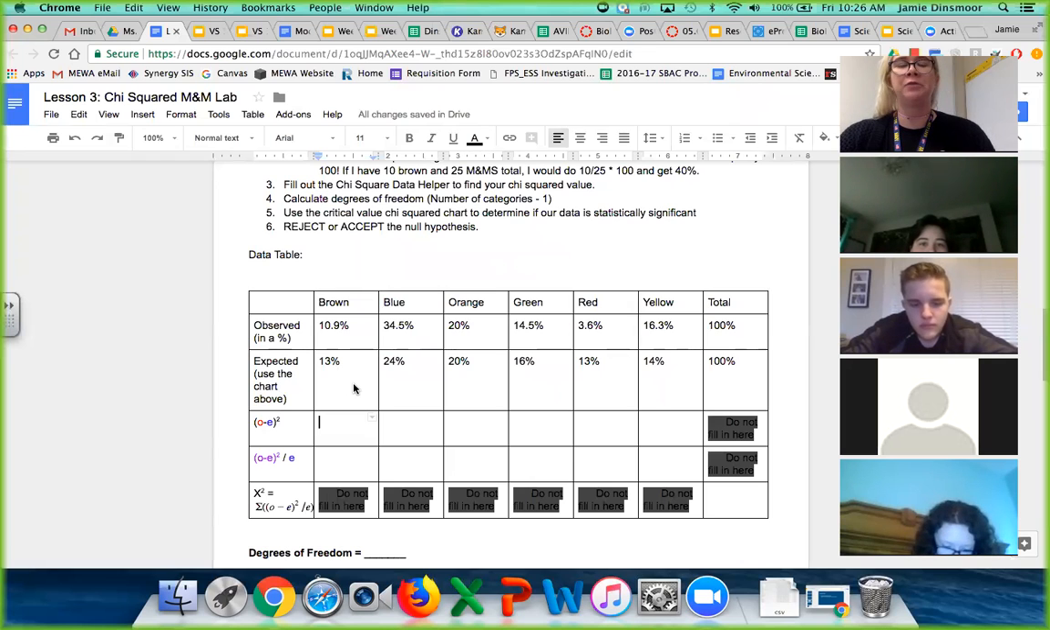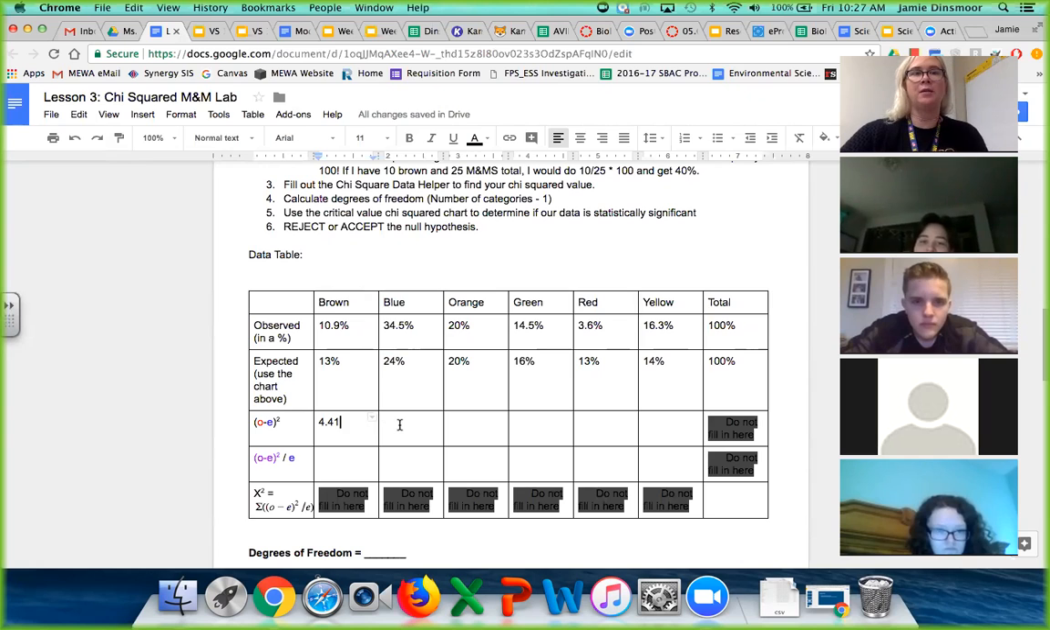When we square a negative number, what happens? Anyone? It becomes positive, right? So we had negative 2.1. We square that. Remember, squaring means to times it by itself. So 2.1 times 2.1, we get 4.41. That's our first step.